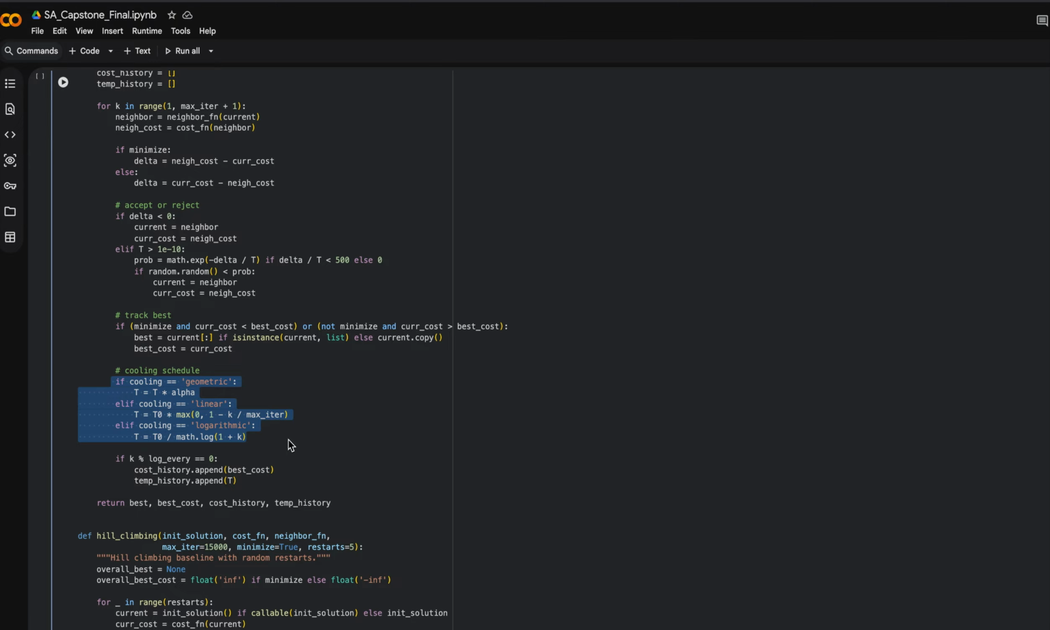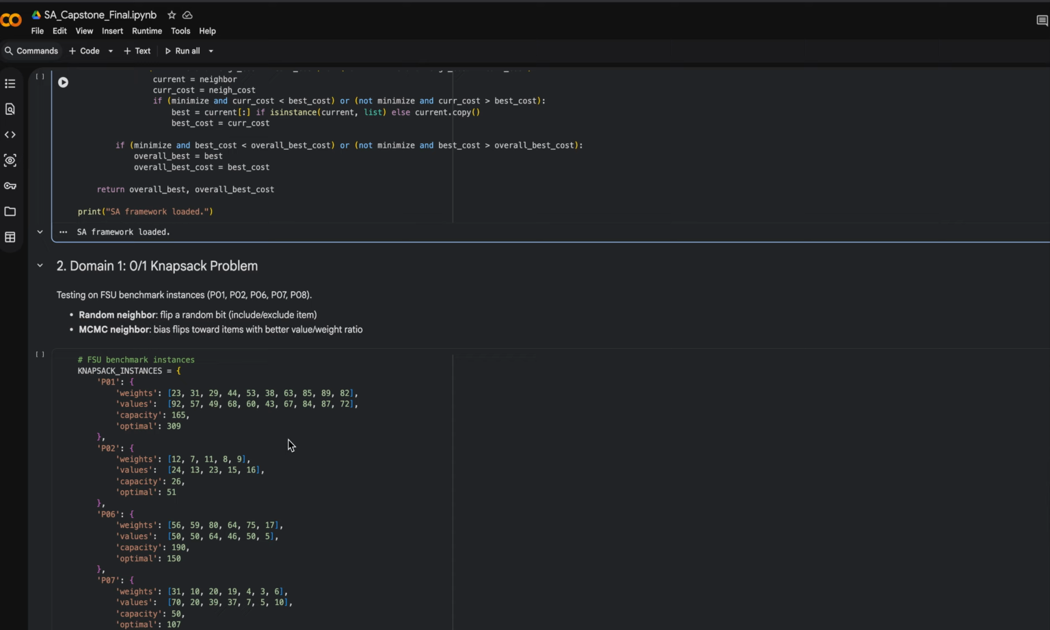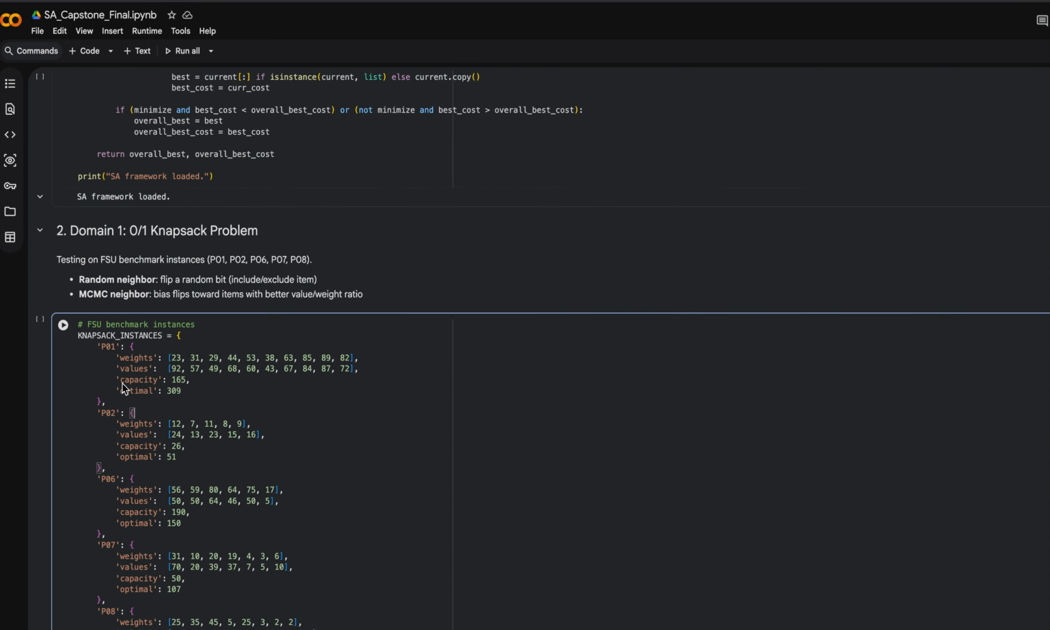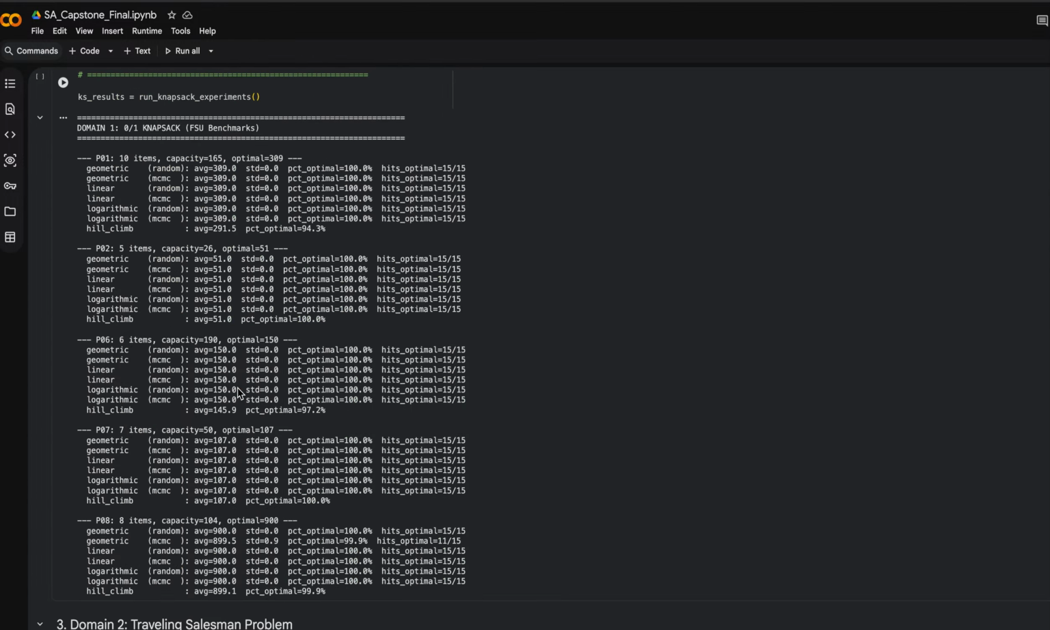So I'm just going to go to the knapsack now. This was just a brief explanation over here. So let's go to the first one over here. There are basically 5 FSU benchmarks, 5 to 10 items, with known optimals. Then I'm just going to scroll to the output.